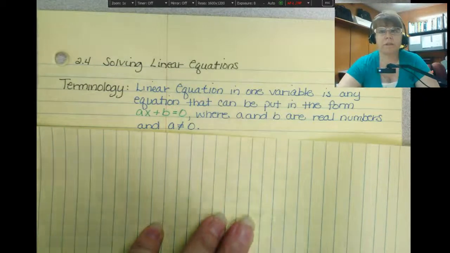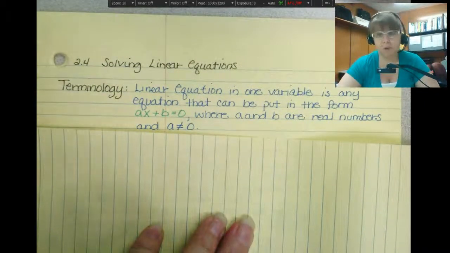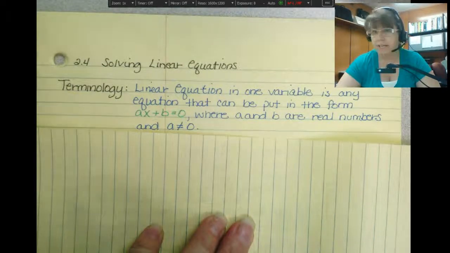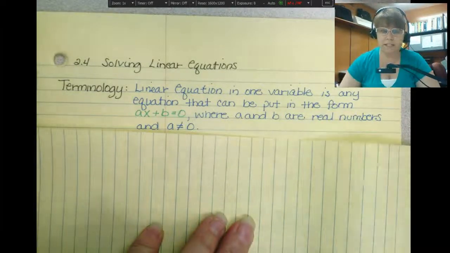Well, in one variable, it's any equation that can be put into the form of ax plus b equals 0, where a and b are real numbers and a is not 0. Well, a could be 0, but then it's not very exciting. It's just b equals 0, and that's not very exciting. So we do make the statement that a cannot be 0, then it's a linear equation.